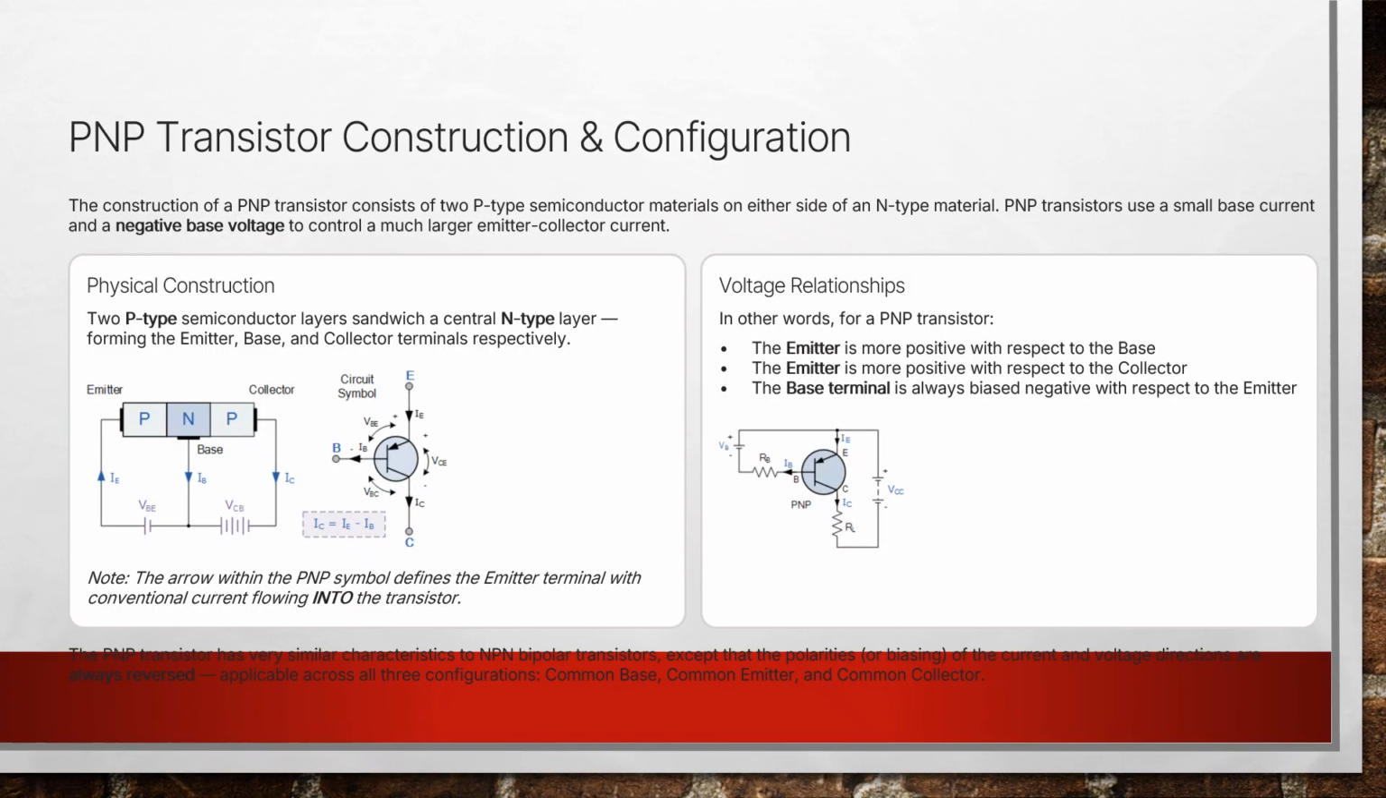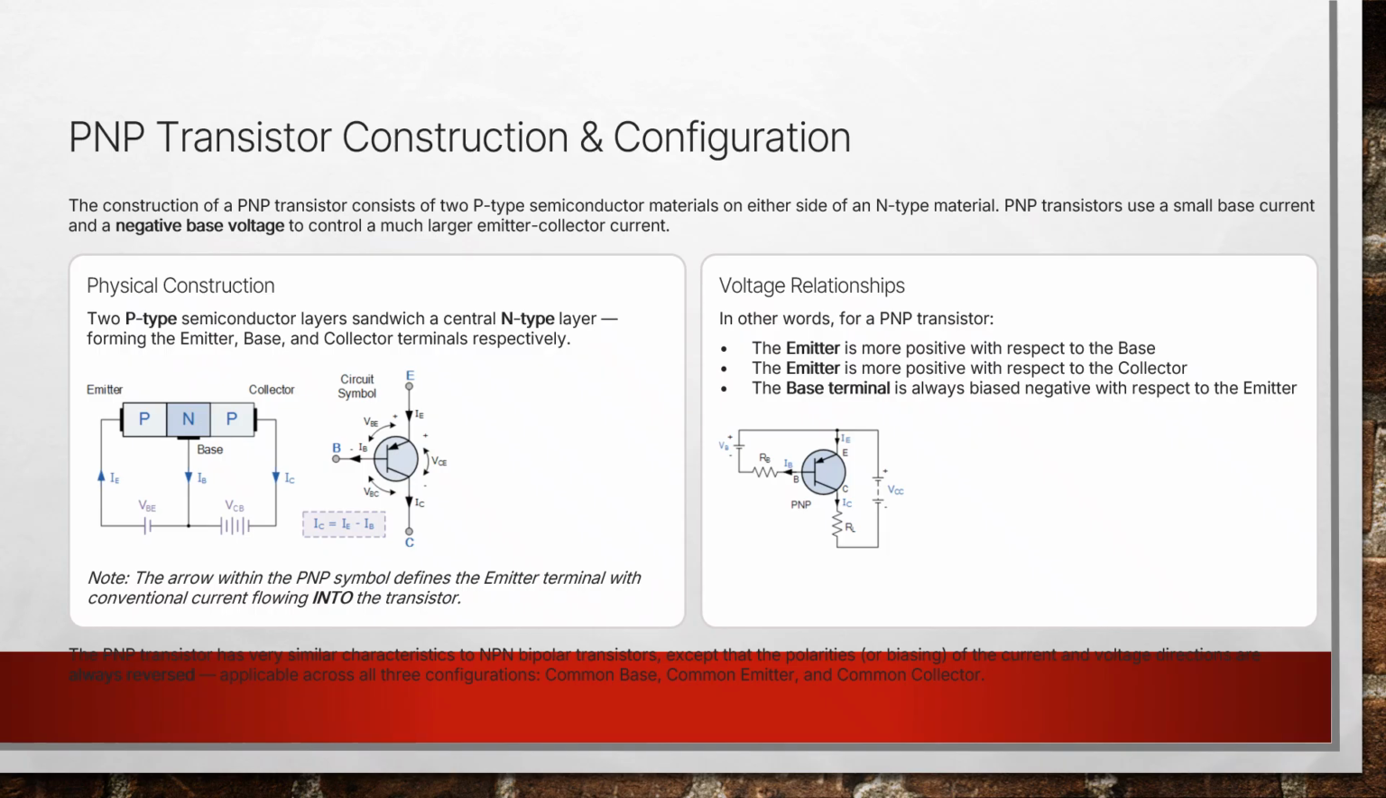PNP transistor construction and configuration. The construction of a PNP transistor consists of two P-type semiconductor materials on either side of an N-type material. PNP transistors use a small base current and a negative base voltage to control a much larger emitter-collector current. Physical construction. Two P-type semiconductor layers sandwich a central N-type layer, forming the emitter, base, and collector terminals respectively. Note: the arrow within the PNP symbol defines the emitter terminal with conventional current flowing into the transistor.